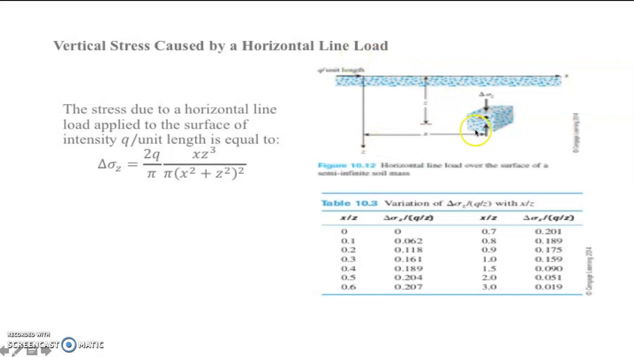So we are given with our x from the horizontal line load towards point A, and of course our z, that is the depth of point A. So to solve for this vertical stress caused by horizontal line load, you can make use of this equation. And we have here a variation of your sigma delta z with respect to q over z. We just need a value for the ratio between x all over z. So you have here different variation of your stresses with respect to q all over z.